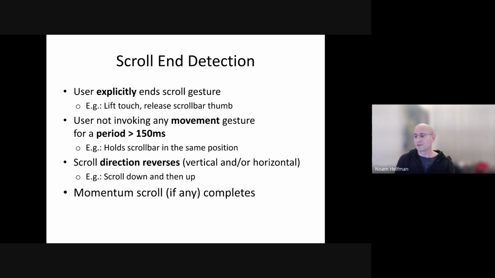But also, if the user stops moving, let's say using the scroll bar, moves it, and then stops moving, even if they did not release the scroll thumb, the scroll should end after some time. I'm thinking about 150 milliseconds for detection of idle movement. Seems reasonable, around the usual response time of 100 milliseconds of noticeable delay with some buffer.